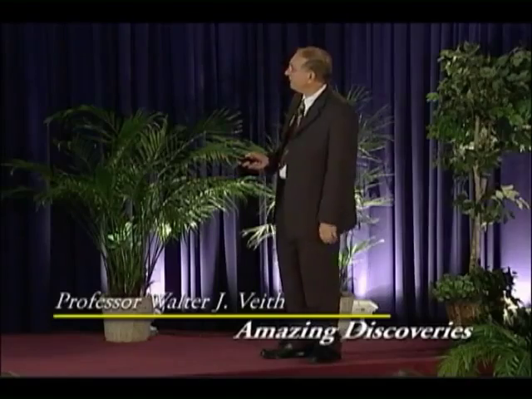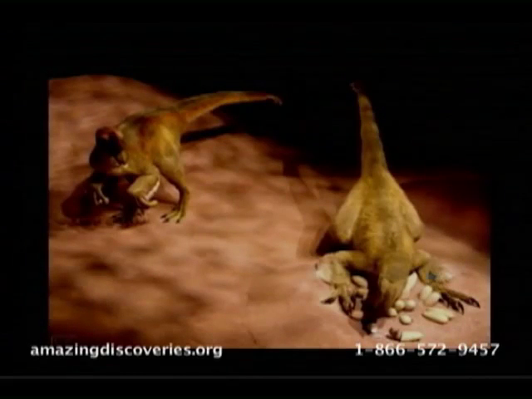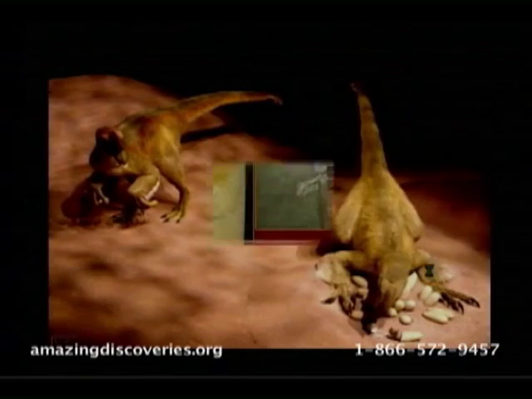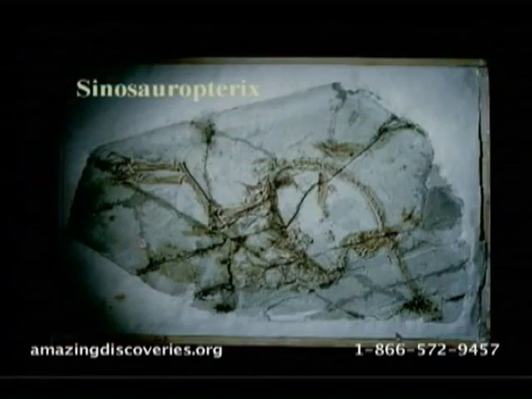Oh yes, there's the oviraptors and the velociraptors and all these strange-looking creatures all over the place. And they're depicted as taking care of their little eggs. And we have fossils where there are feathers, and there was a transition from the dinosaurs to the birds. Archaeopteryx, a very famous fossil, is now generally accepted to be a bird with fully formed flying feathers and a wishbone.